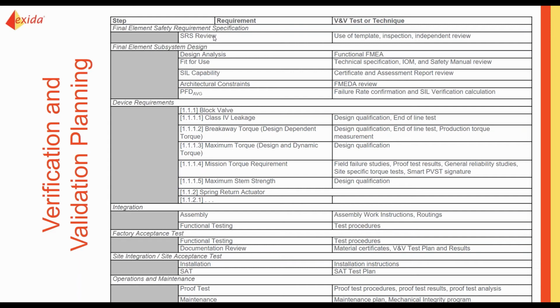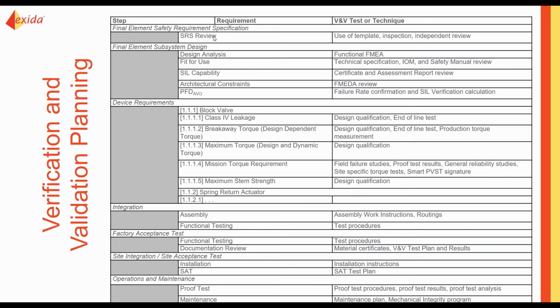SIL capability, we're going to look for a certificate and an assessment report. Architectural constraints, we're going to look at the FMEDA report and see what it says we can do. And PFD average, we're going to use a tool like exSILentia or use a good technique, and we're going to look at the failure rates to be sure they're reasonable, and then do that SIL verification calculation.